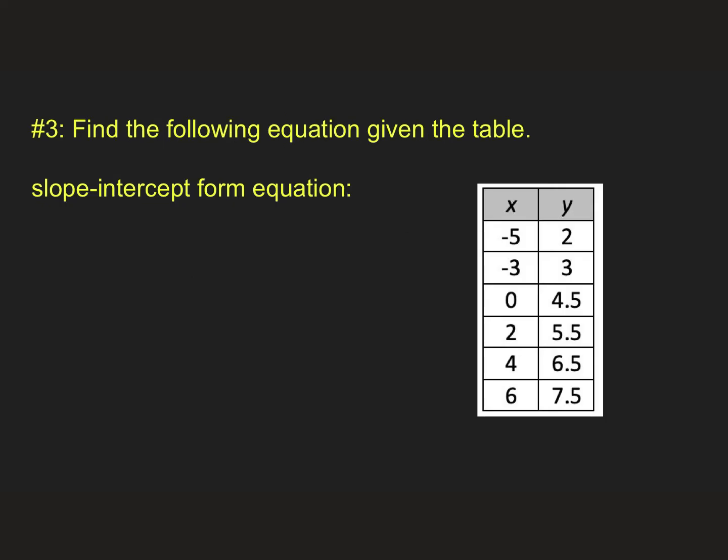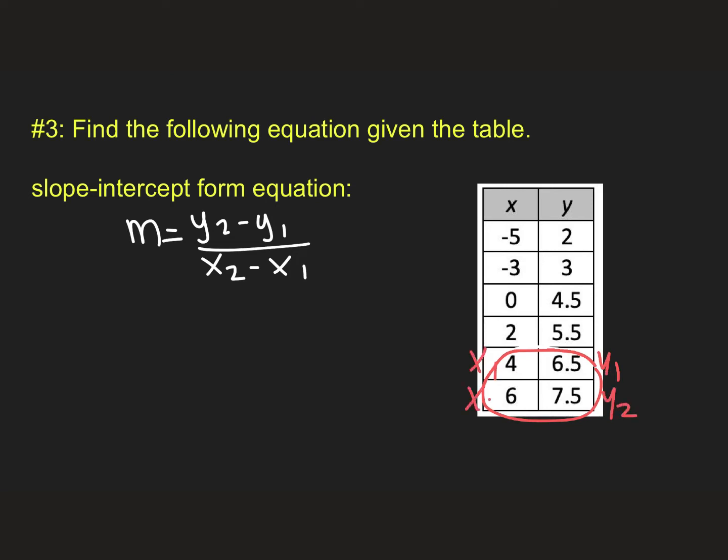Question 3, okay, write the equation. So when we're writing an equation from a table, the first step is to find the slope. You can choose any 2 points to find the slope. It doesn't matter. I'll go ahead and choose the bottom 2. So the equation for slope is y2 minus y1 divided by x2 minus x1. So here we have y1, here we have y2, x1, x2. So my slope is equal to y2 minus y1 divided by x2 minus x1. I get 1 over 2, which is my most reduced fraction. I'm going to go ahead and leave it as a fraction. I could put 0.5, but it's okay either way.